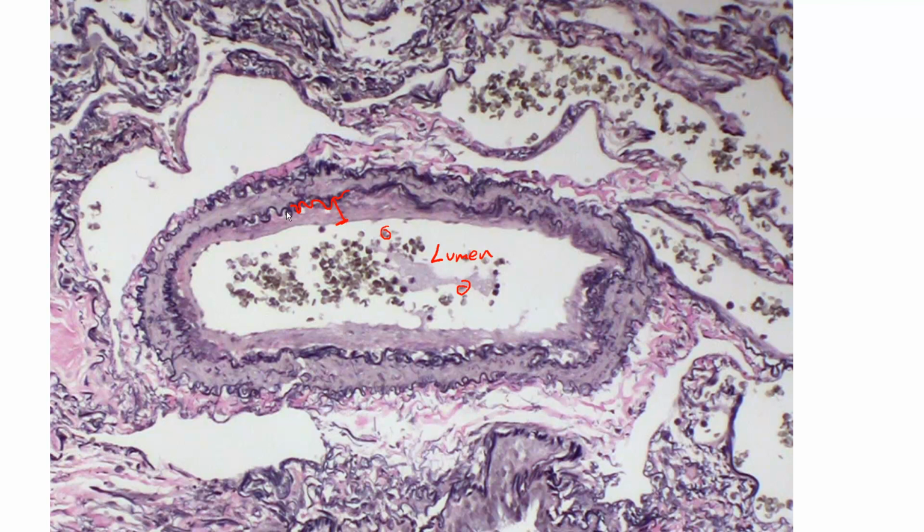The tunica media goes from just underneath the internal elastic lamina to the external elastic lamina. This is a lung artery. That's why it's got the external elastic lamina or external elastic membrane. And then finally out here we can see the tunica externa or tunica adventitia. So tunica interna here, tunica media here, and then tunica externa here. Hopefully that helped you identify these three.